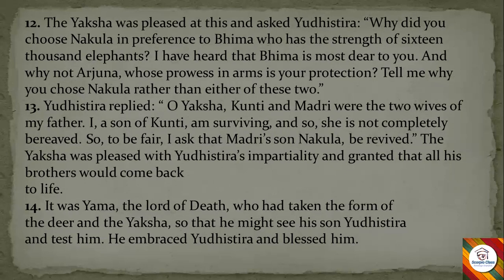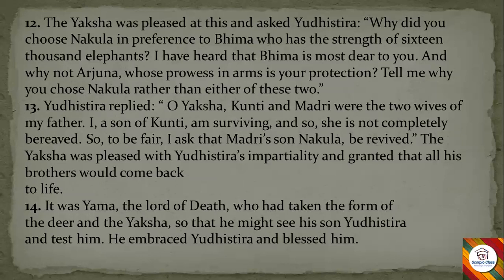So when the Yaksha asks, why did you select only Nakula? Yudhishthira says, because my father had two wives, Kunti and Madri, and I am Kunti's son. Madri's only son, Nakula, was alive, and if he dies, she will be left all alone. Because I am a son of Kunti, I want one son of Madri also to be alive. That is why I called his name. I wanted him to be back here.